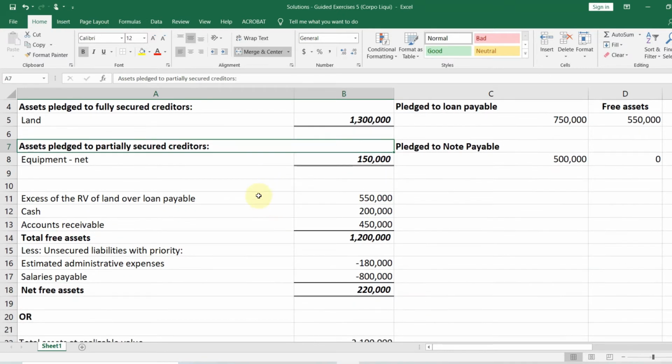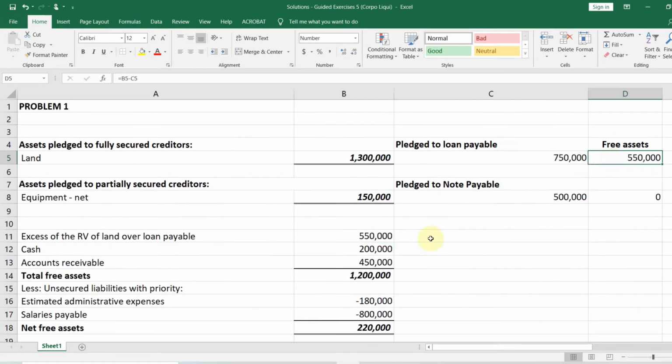Okay, pwede mong computein yung free assets like this, yung sobra mong 550, the excess of the realizable value of the land over loan payable, and then yung cash, nasa financial position at realizable value 200,000, and the accounts receivable at realizable value, 450,000. Yan lang naman kasi yung mga hindi naka-pledge to certain liabilities, itong dalawang to, okay, then you have free assets of 1.2.